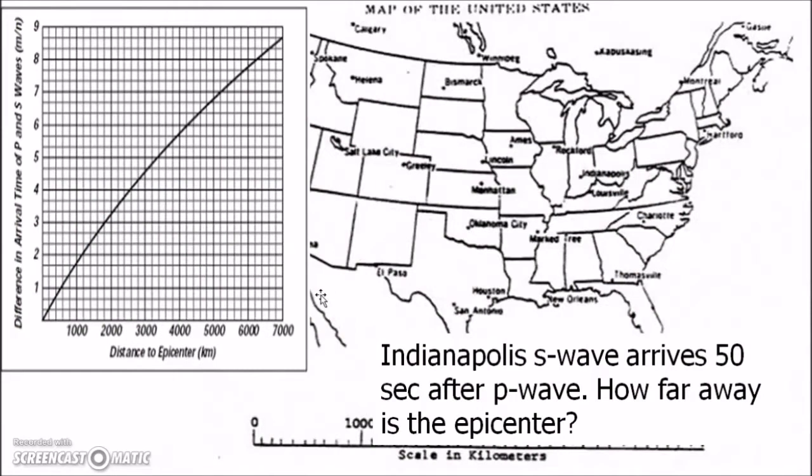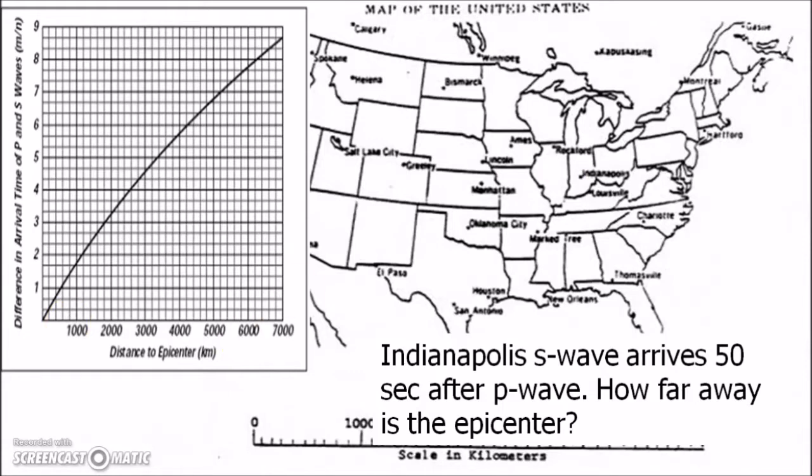Now let's walk through this, and I'll show you how this is done. You are going to need data from 3 different seismograph stations. The first seismograph station we're going to use is Indianapolis, Indiana. So that's right here. You're sitting in that station in Indianapolis, and you feel the P wave hit, and then the clock starts. 50 seconds later, the secondary wave arrives.